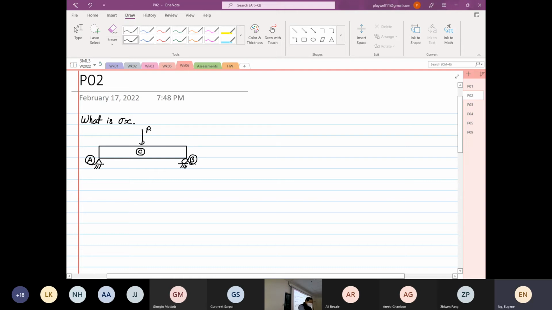So what do we mean by stress X? I'm going to draw our transformation. This is X, Y, rotation about Z. So if we look at point C, I'm going to put an element there. So this is an element.